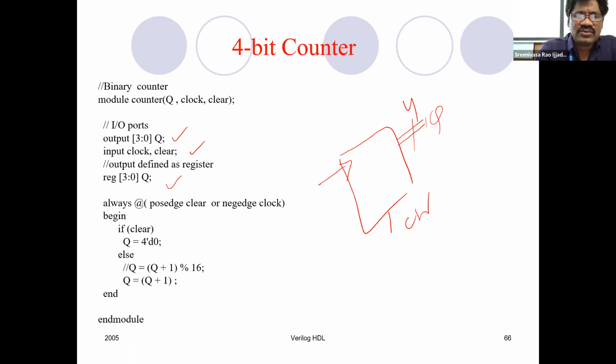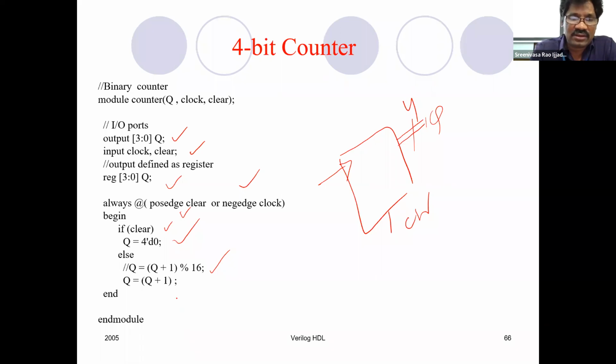See, always, because we have 2 things here, clock and clear. Come here: pos edge clear, neg edge clock. He took this as reverse, negative edge clock. Okay, no problem. So you begin: if clear is 1, clear 1 means everything will be 0, because I took clear directly, not clear bar. So if clear is activated, the output should be 0. All the 4 bits will be 0. Else, clear is not 1, it is 0. Then Q becomes incremented. Q is equal to Q plus 1, modulus 16.